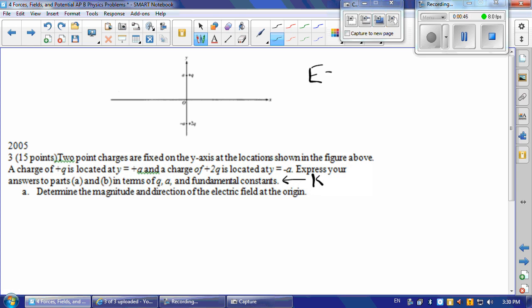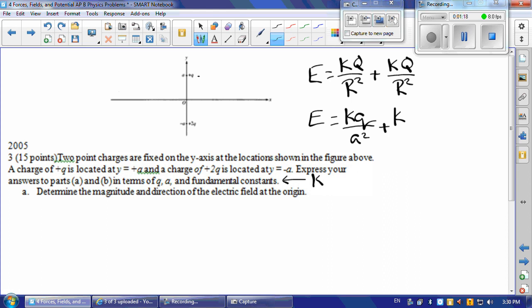Well, if you remember your equation for an electric field, that's basically what it is. And the electric field is summative, which means if you have two particles causing this field, you just do that twice. So we'll start here. The first one is k, and the q we're allowed to use is a lowercase q, and the distance is a, plus k, and in this case it's a 2q at a distance of minus a squared.